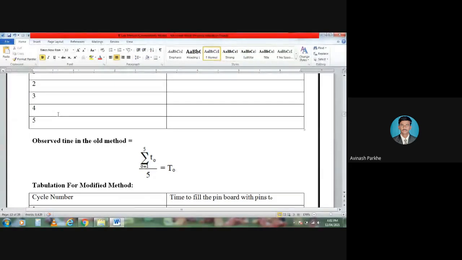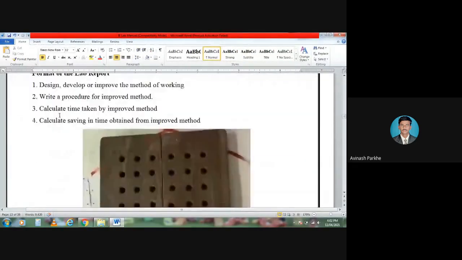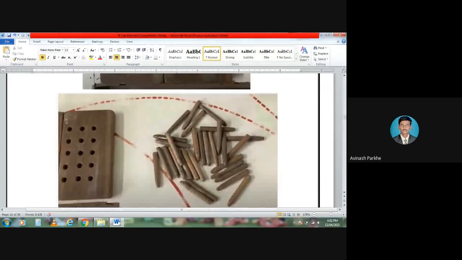Now, what is the second task? Again, I am taking the same board and the same number of pins, but here I have to do a modification. I have to insert the pins by using the left hand and the right hand also. That means in the modified process, I am using my left hand and my right hand to insert the pins in the board.